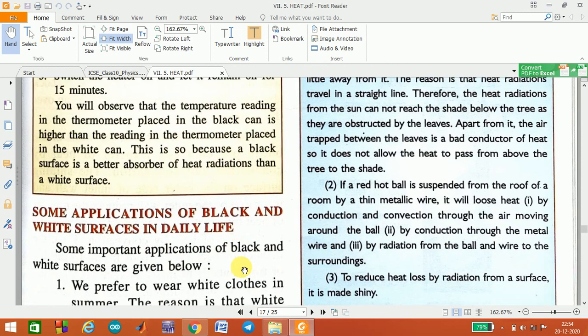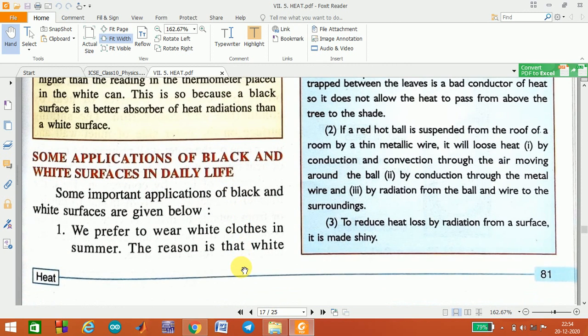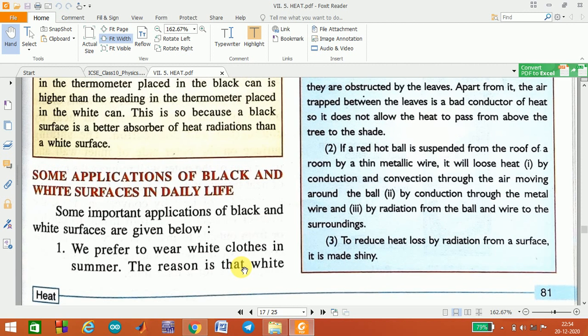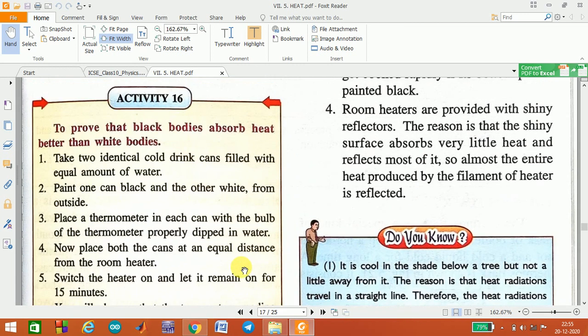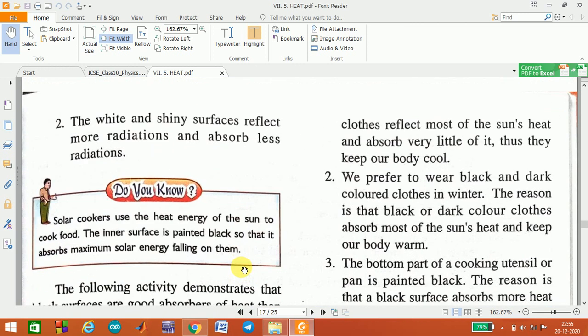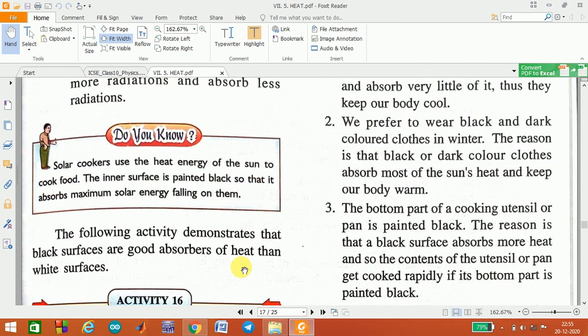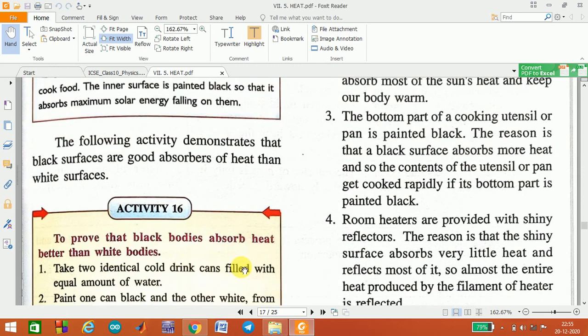Some applications of black and white surfaces in daily life: we prefer to wear white clothes in summer because they are less warm and keep our body cool. We prefer to wear black or dark colors in winter because they absorb the sun's heat and keep our body warmer. The bottom part of cooking utensils is painted black.